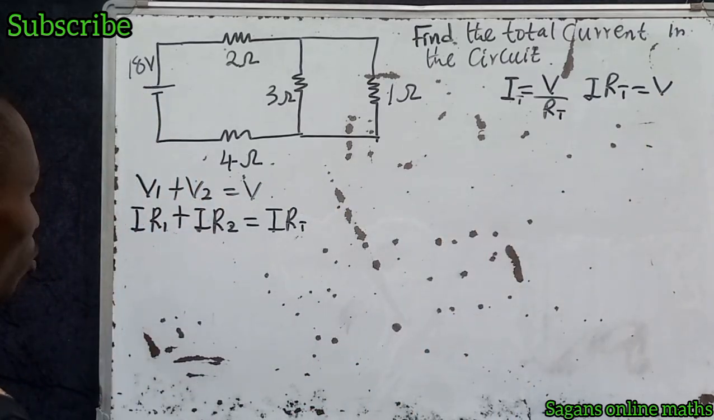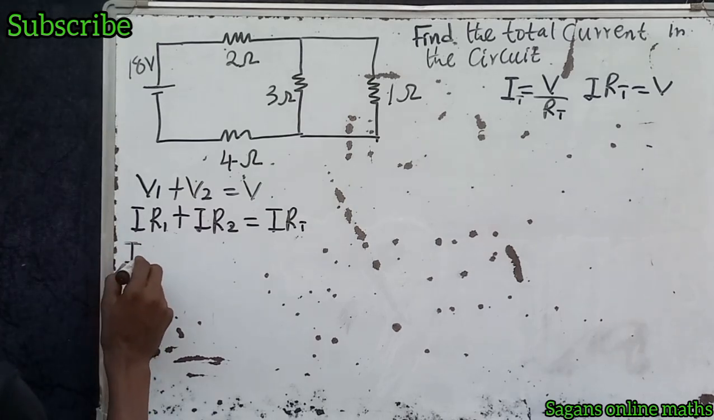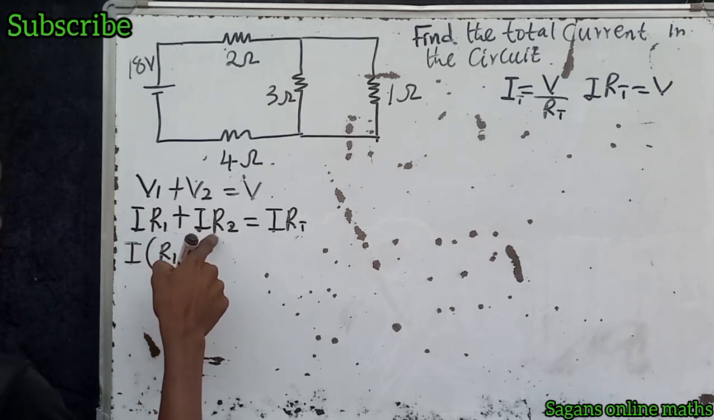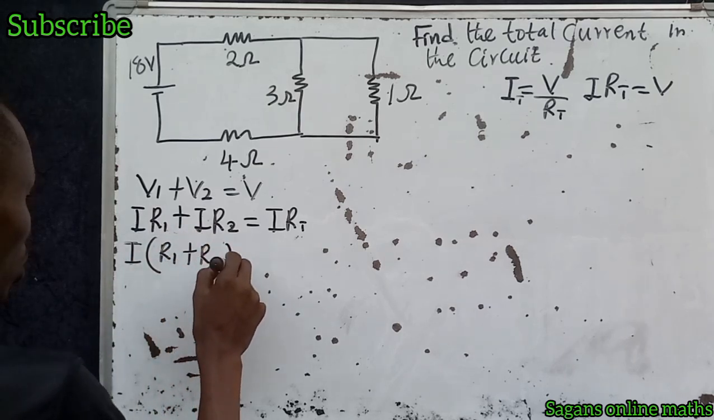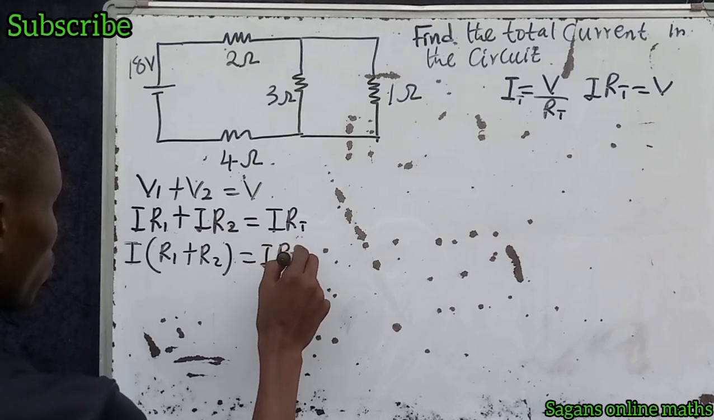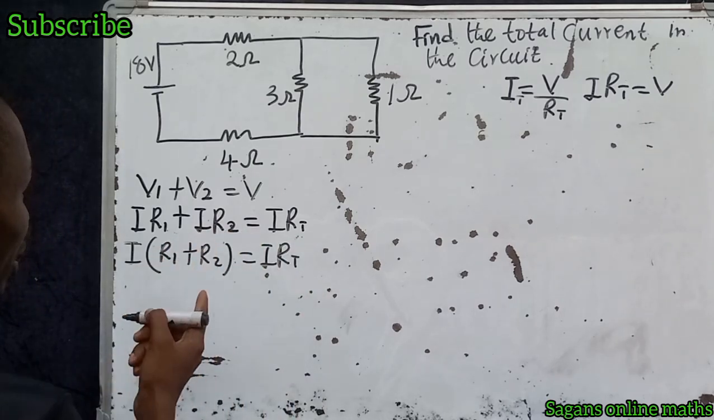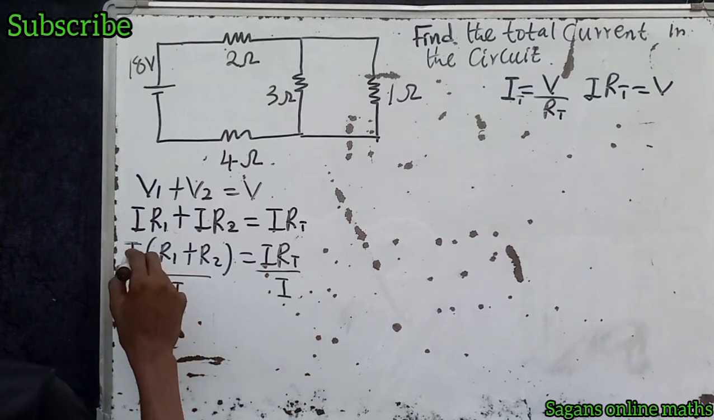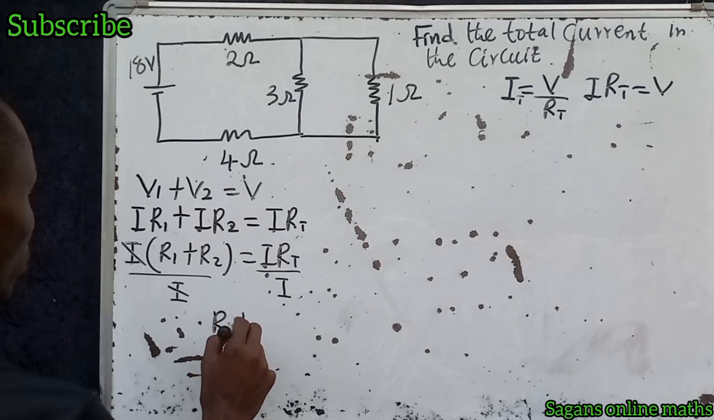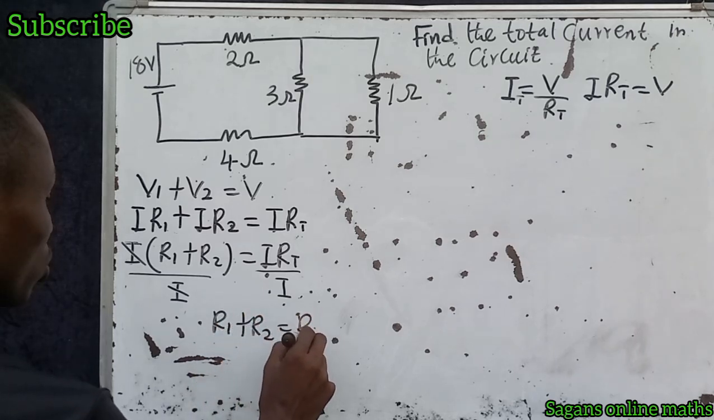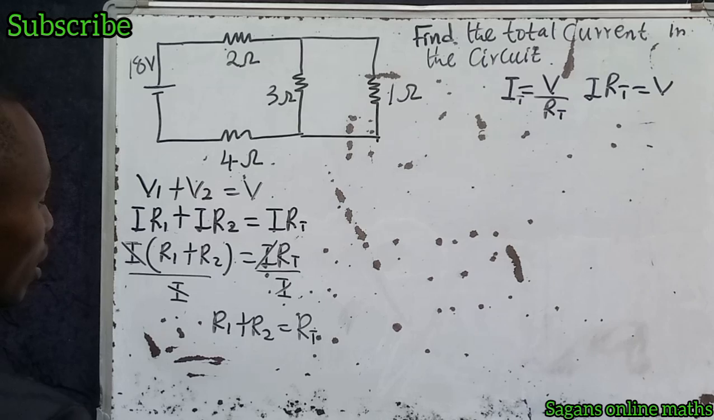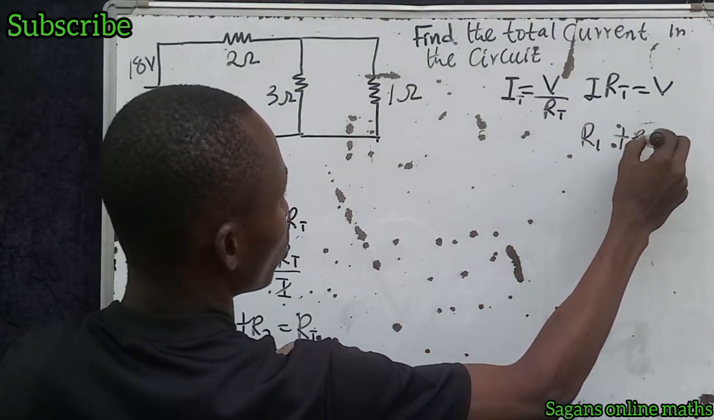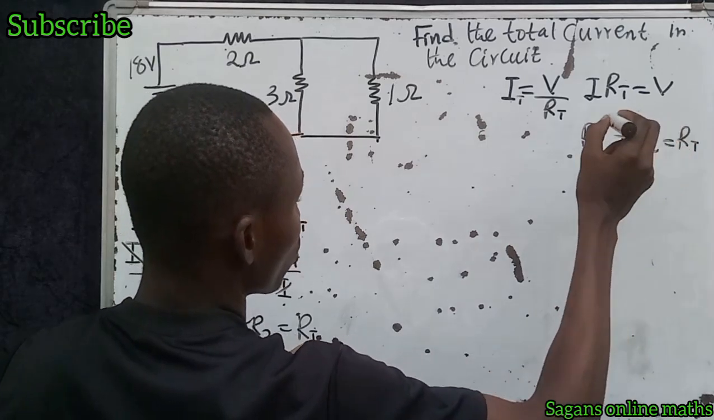Now let's factorize what is common. Consider that I is common, we bring out I into R1 plus R2, which equals I multiplied by R total, which is total resistance. Now in this series connection, we are looking for the total resistance. So if we divide both sides by I, this will cancel out this. We now see that R1 plus R2 is equal to total resistance, R total.